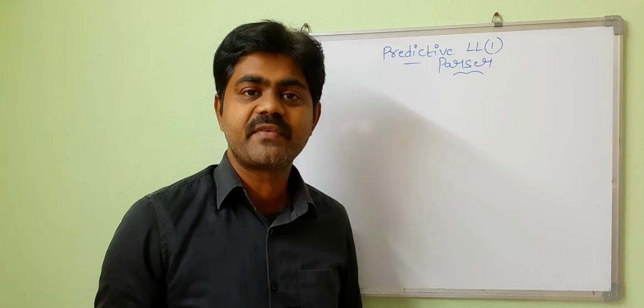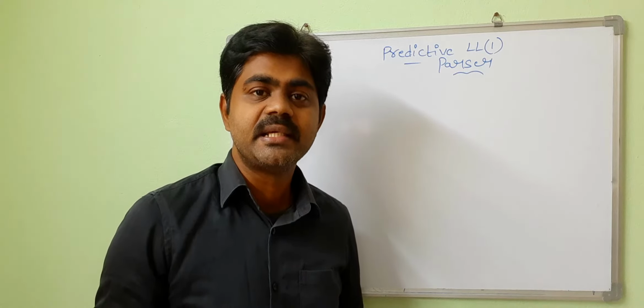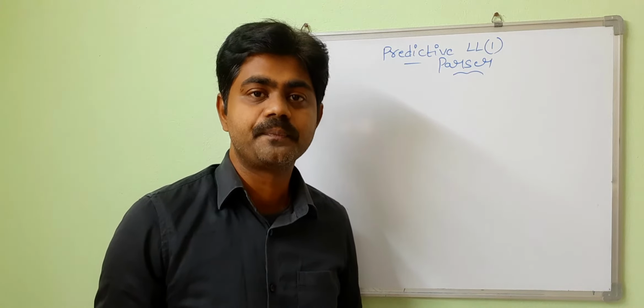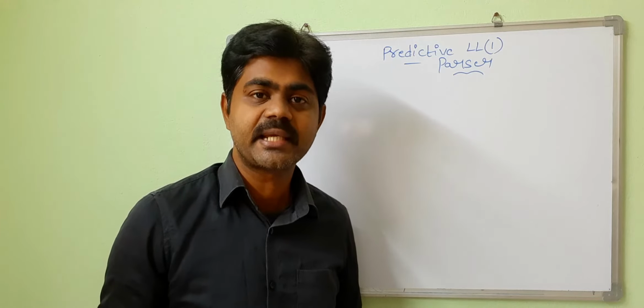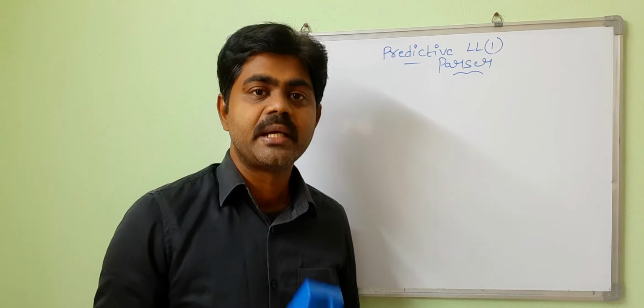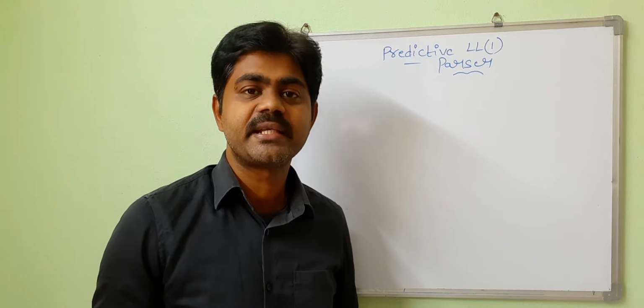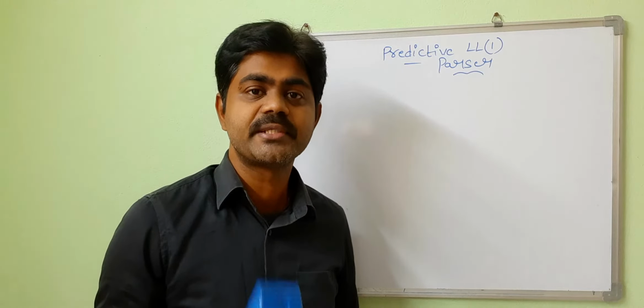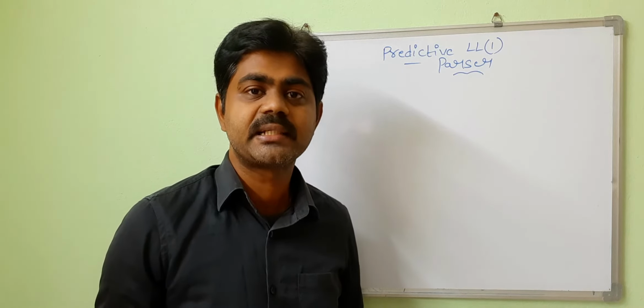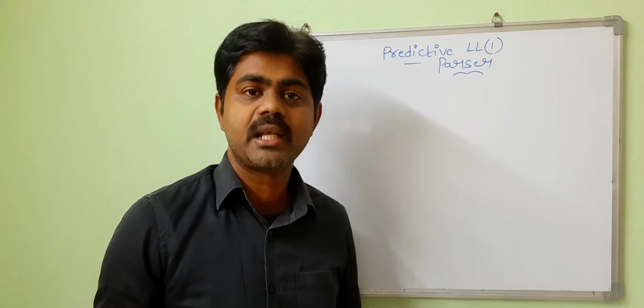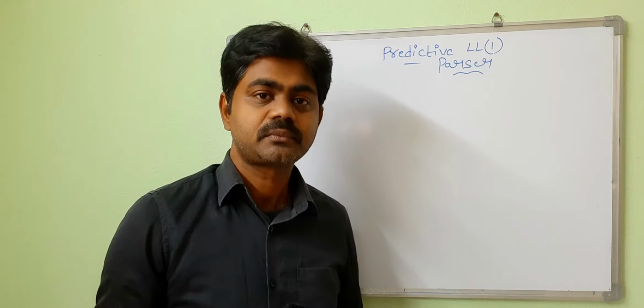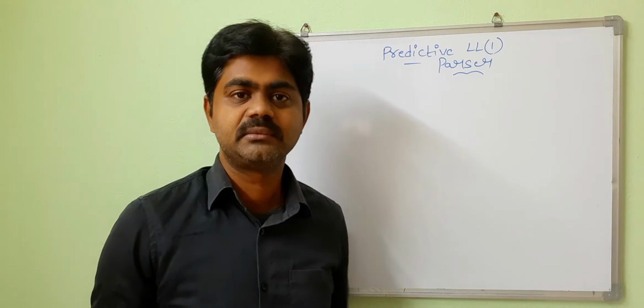The major disadvantage of the recursive descent parser is that it can go into an infinite loop. When it goes into an infinite loop, it's impossible to parse. That's the major disadvantage of the recursive descent parser. To get rid of that, we go for the predictive LL(1) parser. So what is LL(1)?